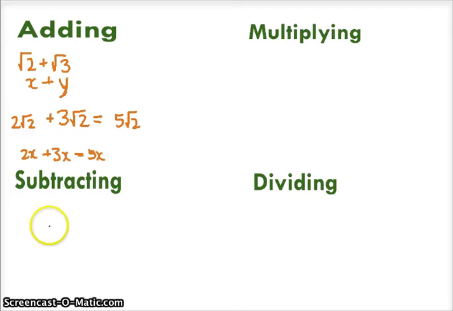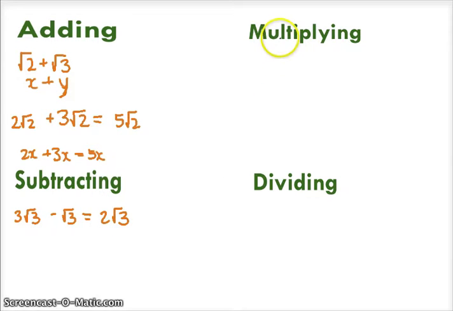Subtracting is similar. We can only subtract numbers or radicals with the same value inside the radical. So let's say we have 3 root 3 minus root 3. And the root 3 here is the same thing as 1 times root 3, so 3 minus 1 is 2 root 3.